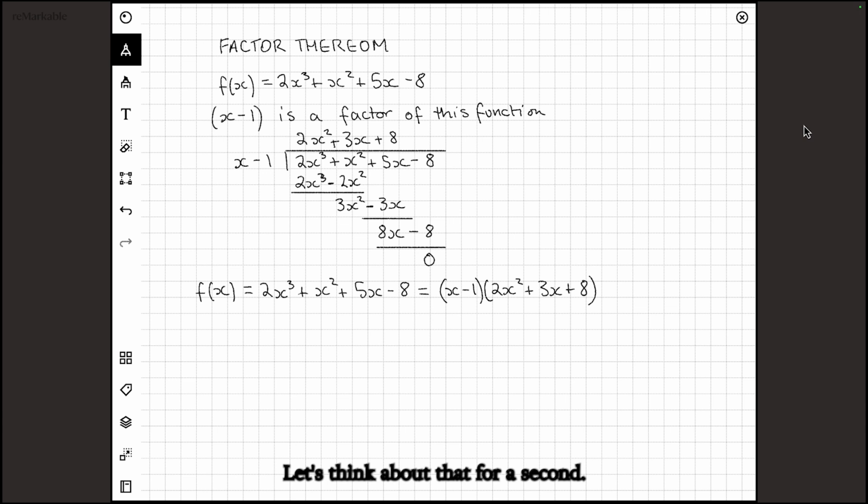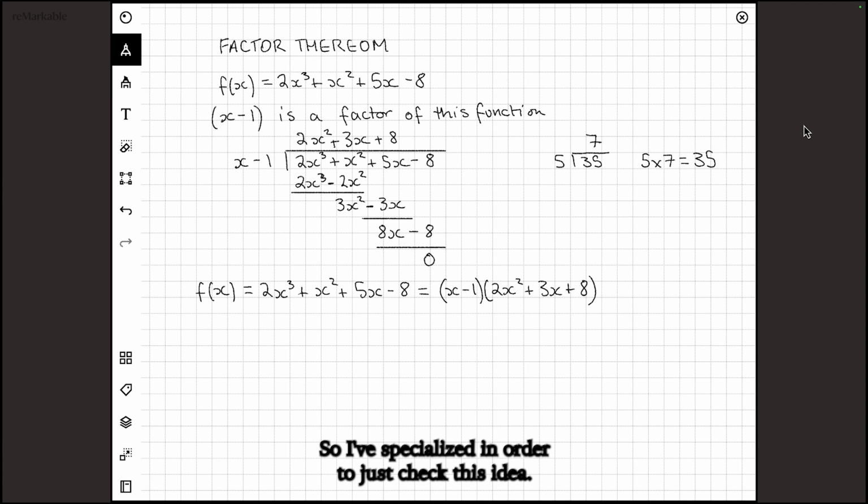Let's think about that for a second. Maybe take some numbers here. Let's say 5 into 35. Well, that gives us 7. So in other words, 5 multiplied by 7 equals 35. So I've specialized in order to just check this idea. I put a particular value in just to reassure myself that this idea works. So this multiplied by this will always equal this.